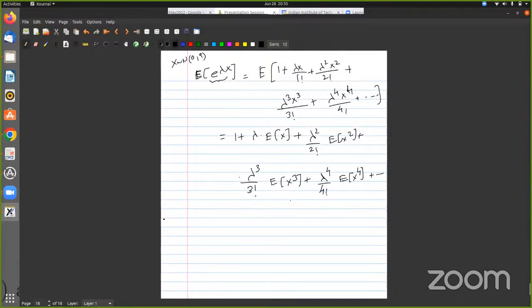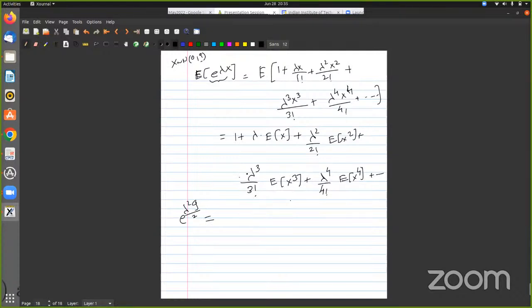Now, e to the power lambda square sigma square by 2: I know that the expectation of e to the power lambda x is e to the power lambda square sigma square by 2 for a normal distribution, right? And what is sigma square here? 9. So I can replace it here: it will be e to the power lambda square times 9 by 2. So what is the expansion of this term?